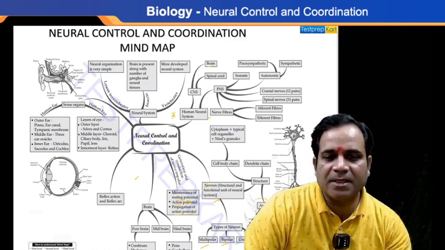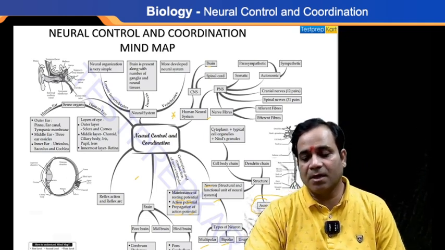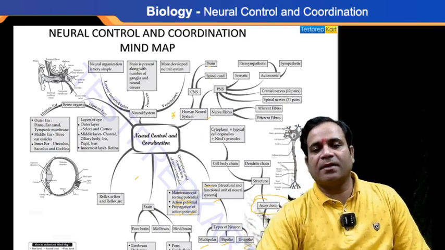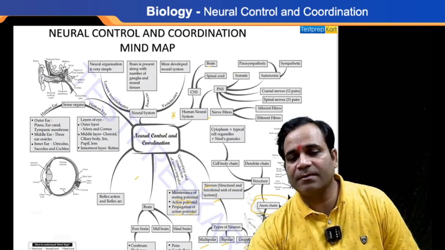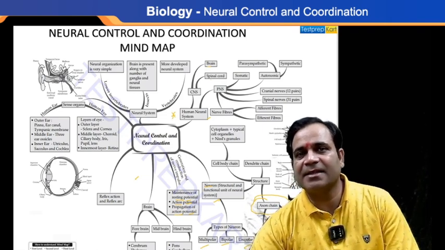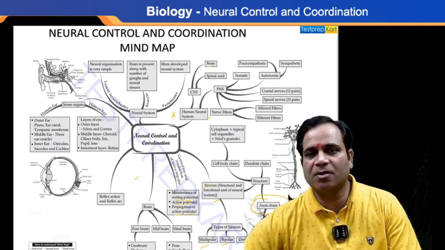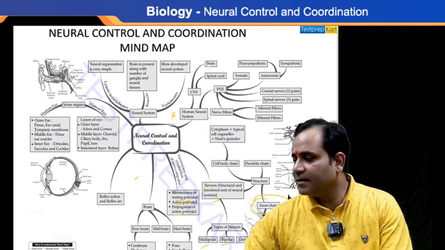Now see here the axon, that is myelinated axon or non-myelinated axon. When we say myelinated, it means the axon is covered by a myelin sheath. Then it is known as myelinated. If it is not covered by the myelin sheath, it is called non-myelinated, my dear. Is the thing clear?